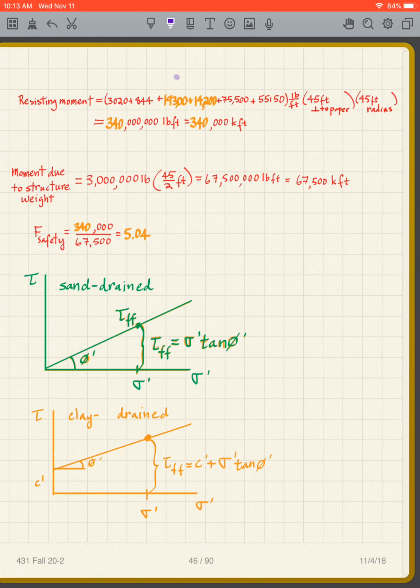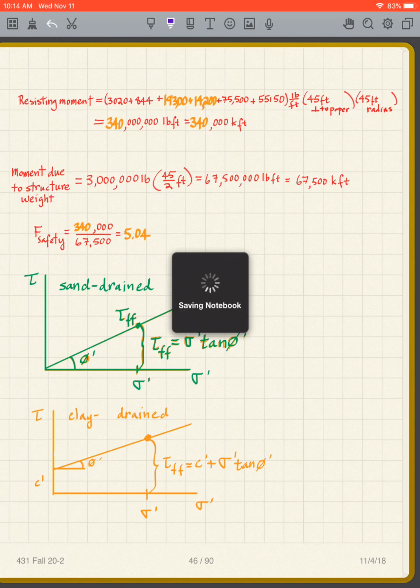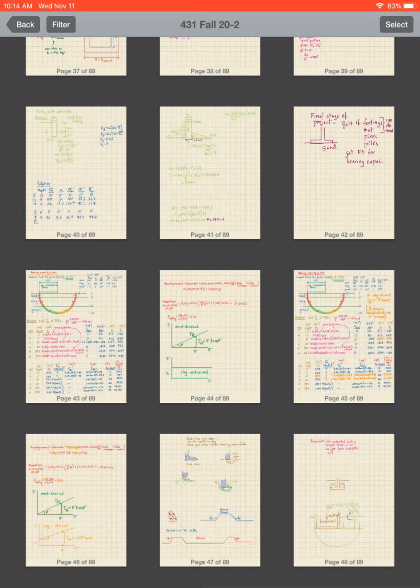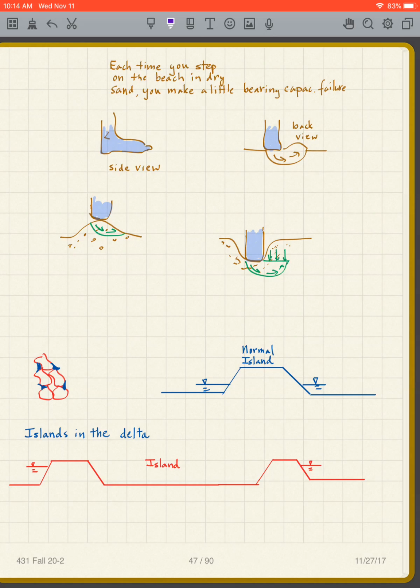And so I just add those numbers, multiply by the 45s, and here's my resisting moment, same calculation. My factor of safety has now gone up a little bit. So that's how you handle the bearing capacity with a deep failure surface that goes through multiple soils.